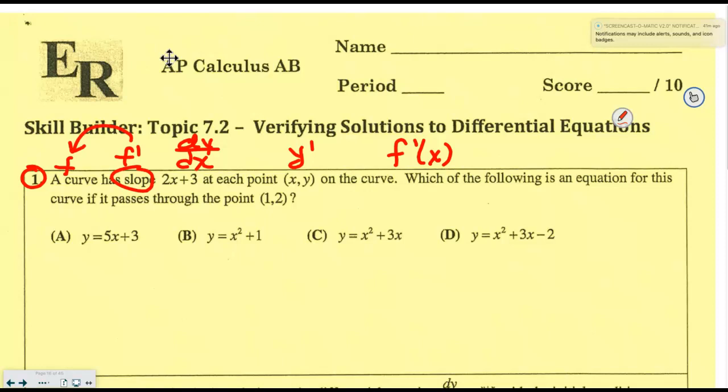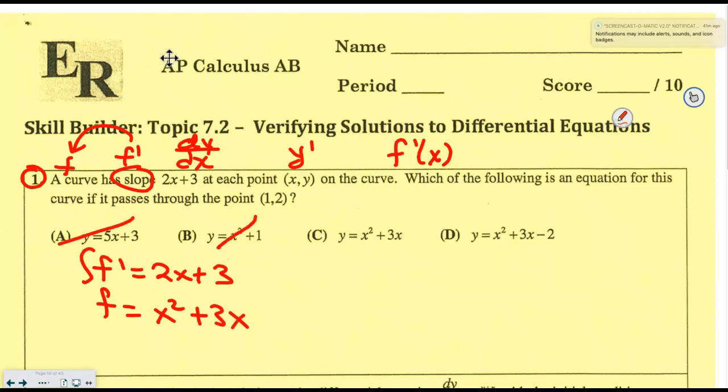I want to undo my derivative. That's easy to do on this one, because if my derivative is equal to 2x plus 3, how do I undo the derivative? Integrate, yeah. The antiderivative of f prime is just f. So this would be 2x squared over 2 plus 3x must have been my original curve.